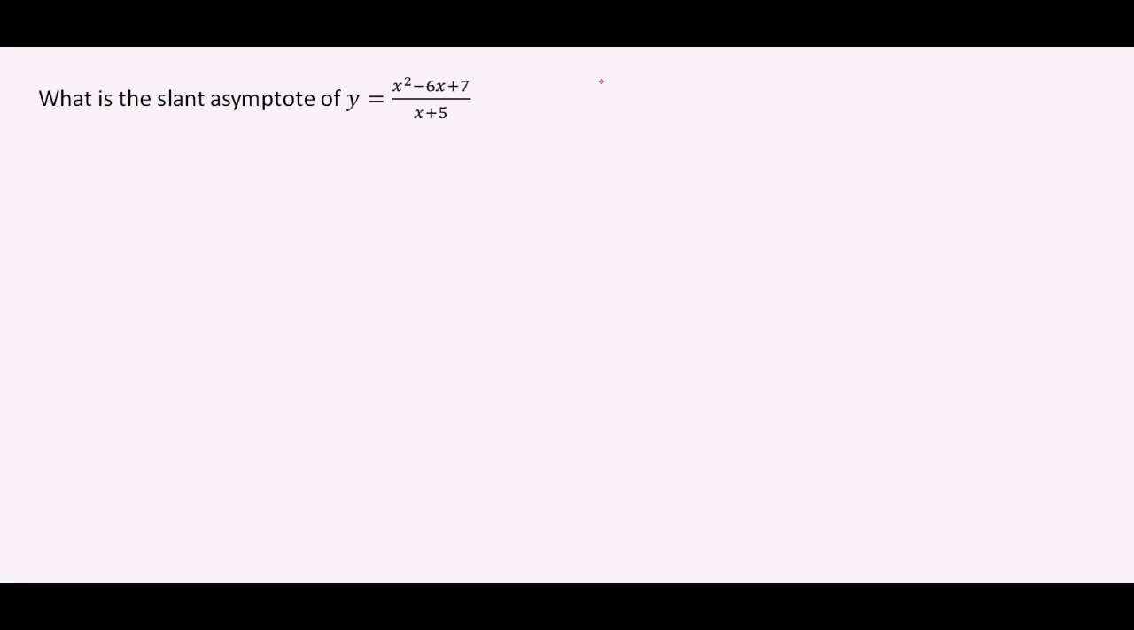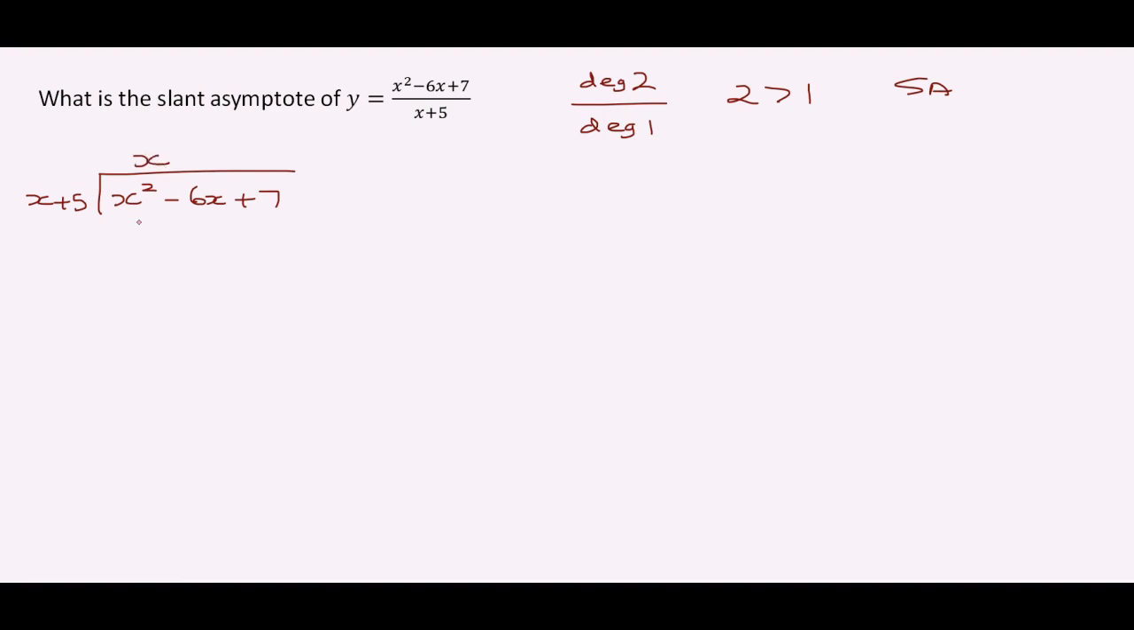And then finally, let's look at the degree of the numerator. Degree is 2, and the degree of the denominator is 1. So 2 greater than 1, we must have a slant asymptote. So let's divide x squared minus 6x plus 7 over x plus 5. So we have x squared divided by x is going to give us x.